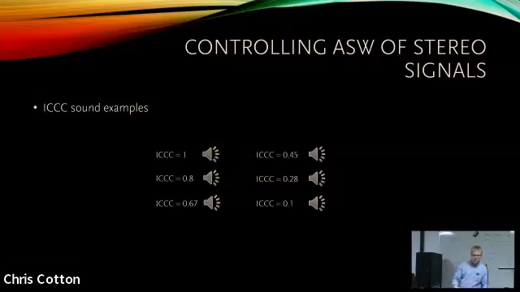There we go. So that was an ICCC of 0.8, or thinking about it in terms of phase difference, that's approximately a 45-degree phase difference. So I'll just play our reference again, and then we'll move on to the third sound example. Okay, so this is an interchannel cross-correlation coefficient of 0.67, so roughly 60 degrees of phase shift.